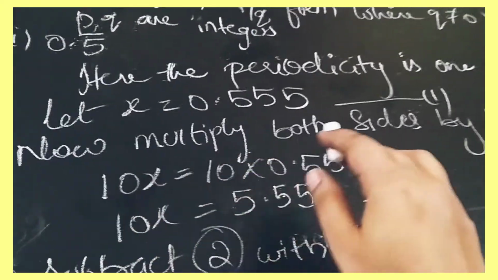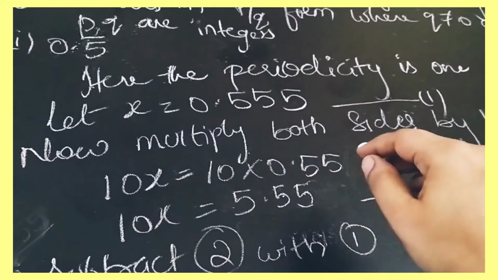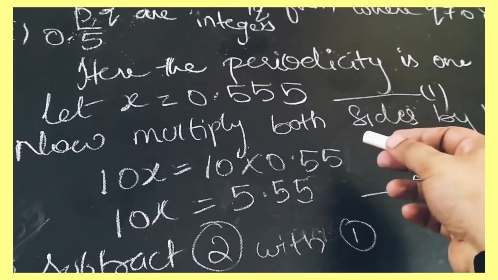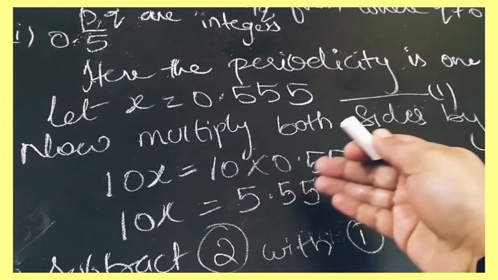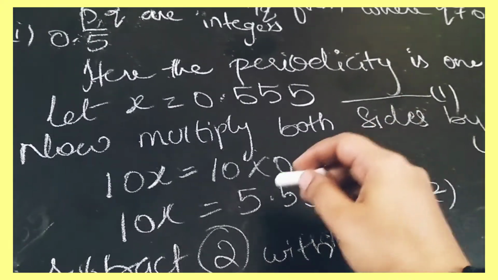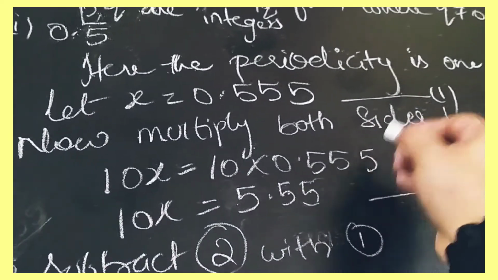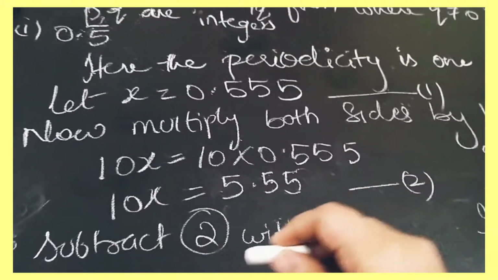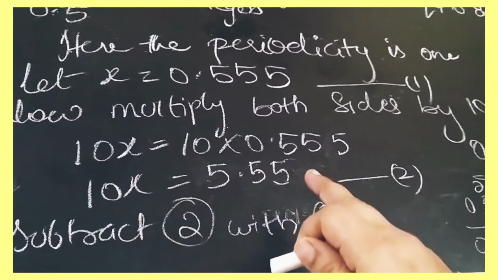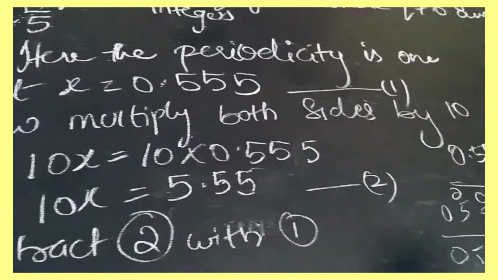Now we have to multiply both sides by 10. 10x equals 10 into 0.55. One more 5 you want to take, you can take, but it is enough if you take 0.55 also. Okay, I will take one more 5 here, otherwise you will get confused. So 10x equals 0.555 into 10. Now we'll do the multiplication.